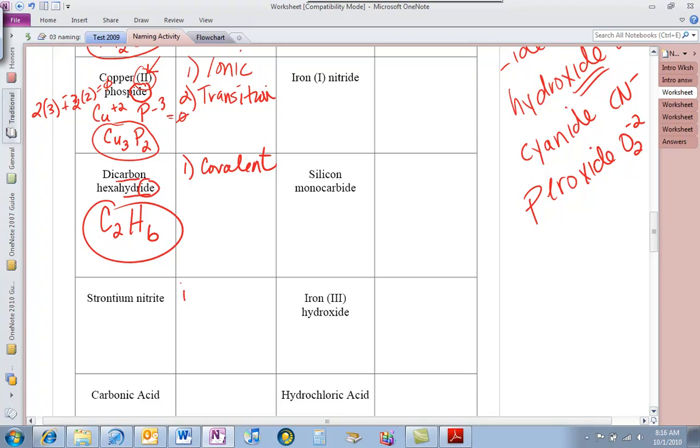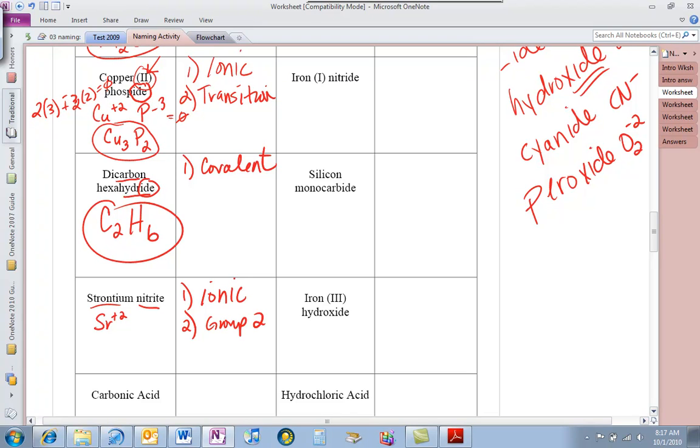Okay, next one, strontium is number 38. So what's this going to be here? Strontium has a +2 charge. Now, is it ionic, covalent, or acidic? Ionic, because it's a metal, and we know it's charged to start off with. Which kind of ionic is it? The transition metal or the group 1 and 2? Group 1 and 2.